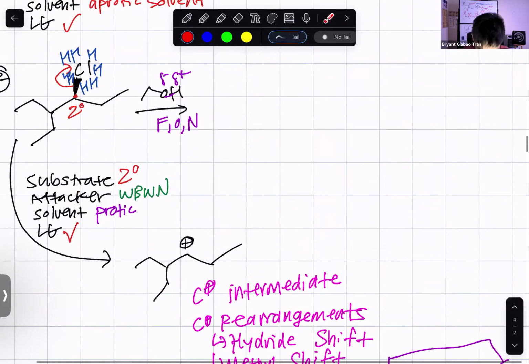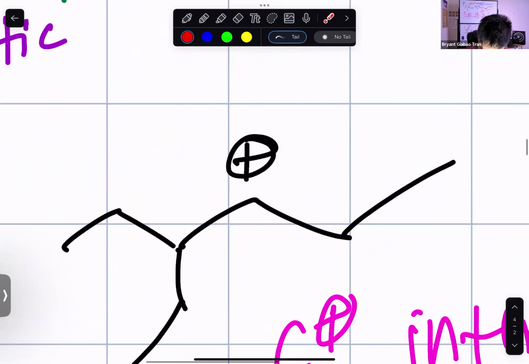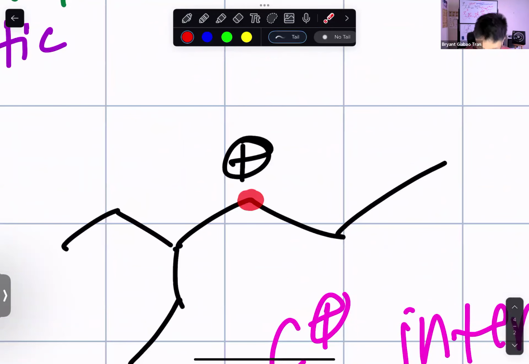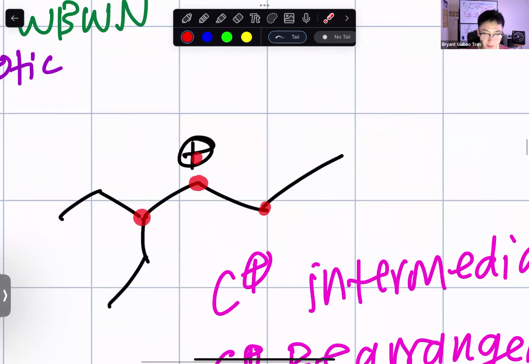So if we go back to the mechanism here, we see that this is a secondary carbocation. And when we do these carbocation rearrangement steps, we can only shift the carbocation one to the left or one to the right. Which position do you think the carbocation can be more stable at? The one to the left or the one to the right? The one to the left, right? Because if it's here, it is tertiary, making it more stable.